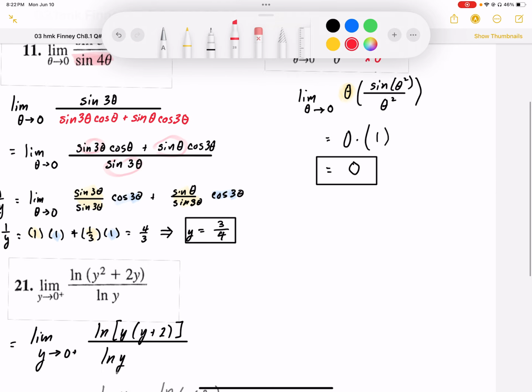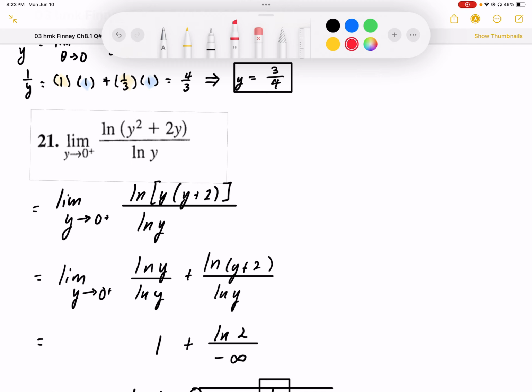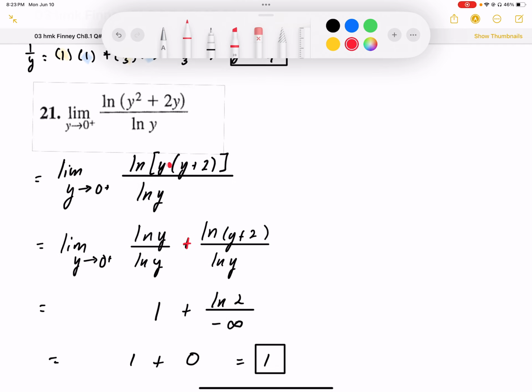For question number 21, we're going to use some log properties. So firstly, we can only use logs with times and divides. So we're going to factor the extra y out. So we get ln y times y plus 2. We can use log properties to separate the times in here. The times in here becomes plus of the logs.